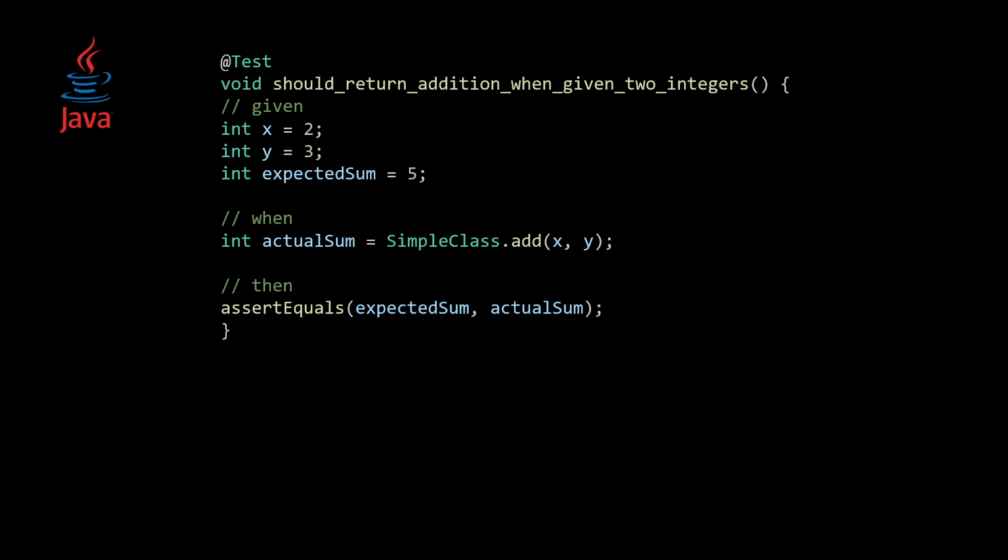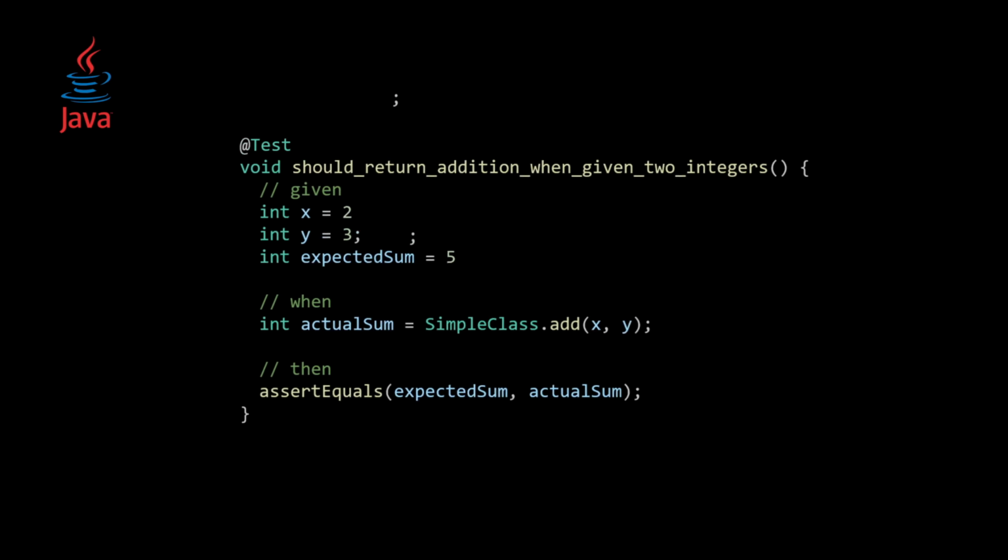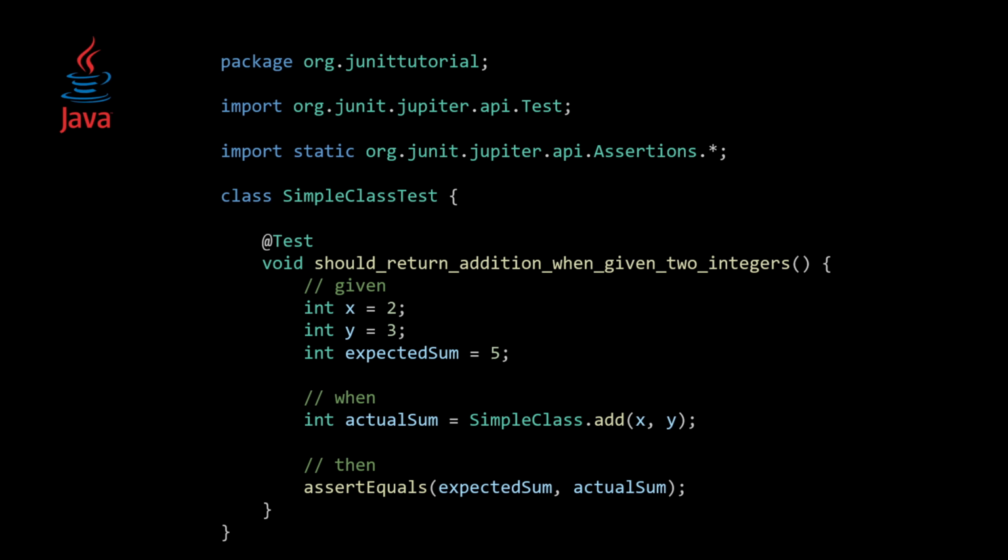So this is how you write a simple unit test of JUnit 5. This is the first tutorial. Let's build on top of this. Your final JUnit test class will look like this.